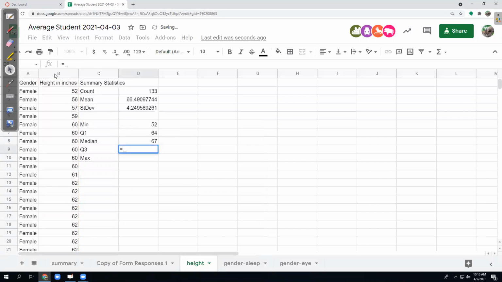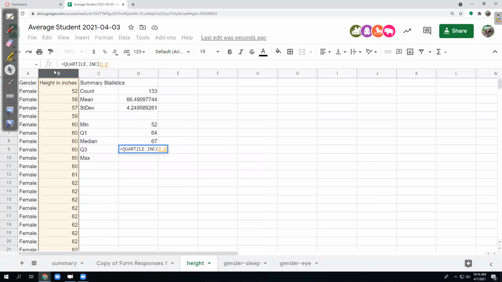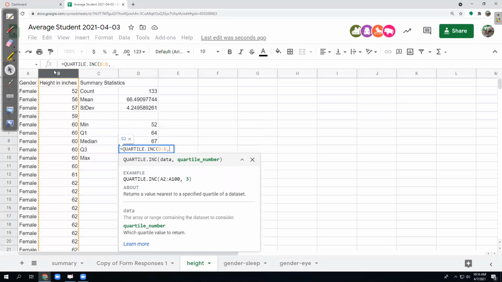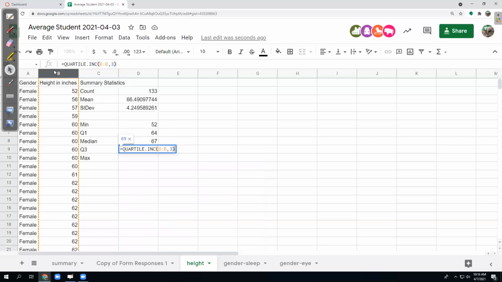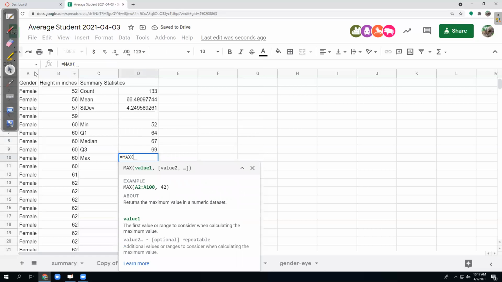quartile 3, like quartile 1, we'll use the quartile inclusive. We will never use quartile exclusive. Data, this time I want to say comma, I want the third quartile. So that marks the end of the third quarter. And we'll talk more about the difference between a quarter and a quartile later, once we graph those. And then the max, it is just max data.